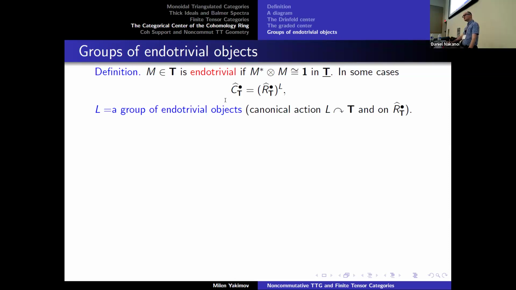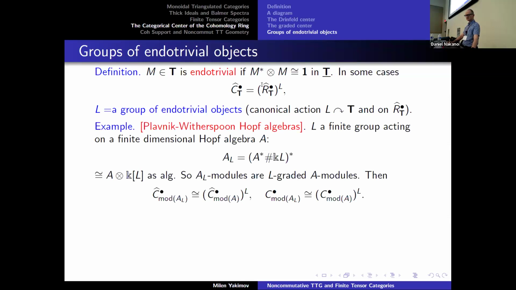So then the message is that in very many situations, this cohomology ring is nothing but the fixed point subring. The categorical center is nothing but the fixed point subring of the cohomology ring. So let's look at one example here. This is what's called Benson-Witherspoon Hopf algebras. So we have a finite group L that acts on a finite dimensional Hopf algebra A. Then we take the dual of A, we take the smash product with the group algebra of L, we dualize one more time, and we produce something that as an algebra looks like A tensor the coordinate ring of L. But it has a very twisted structure.